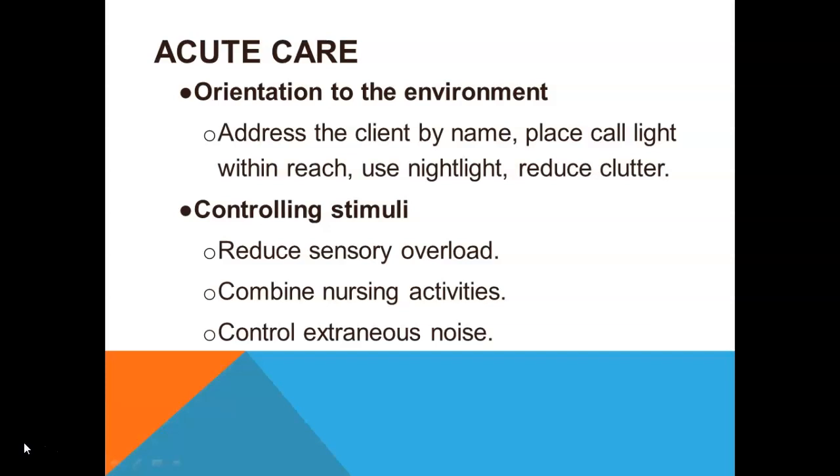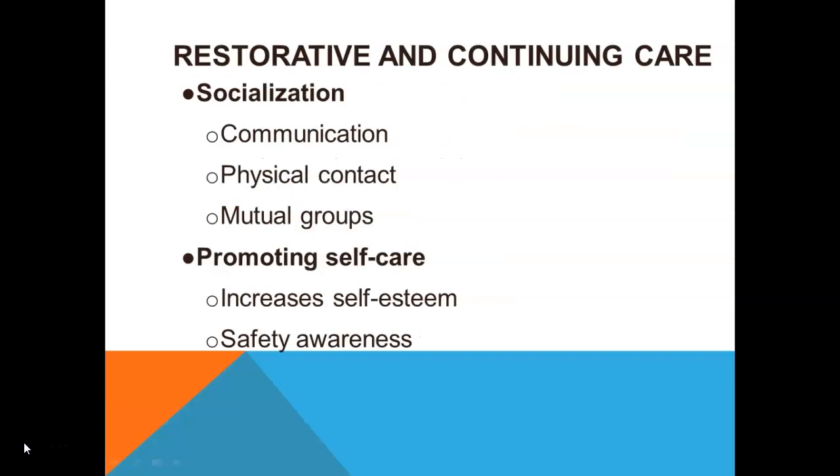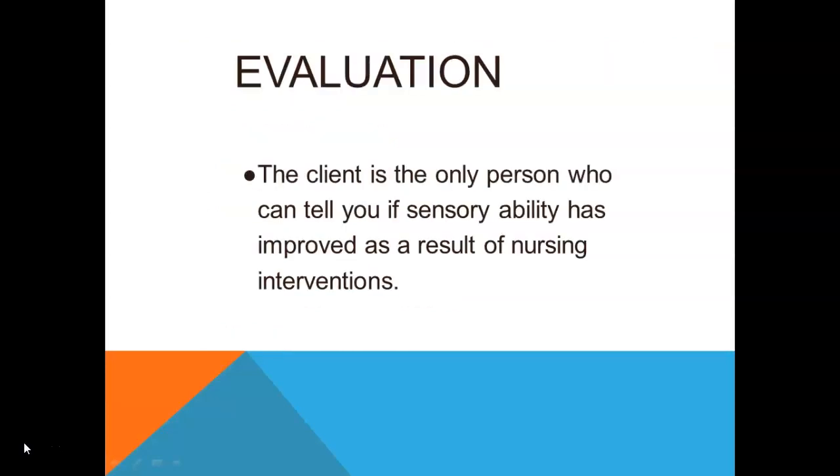Controlling the stimuli. You want to reduce sensory stimuli or overload. Combine nursing activities and control extraneous noise. Some restorative and continuing care. You want to make sure there's socialization, that they're able to communicate. Do they have physical contact? Do they have mutual groups that they can involve in? We also want to promote self-care. That helps increase self-esteem and safety awareness.